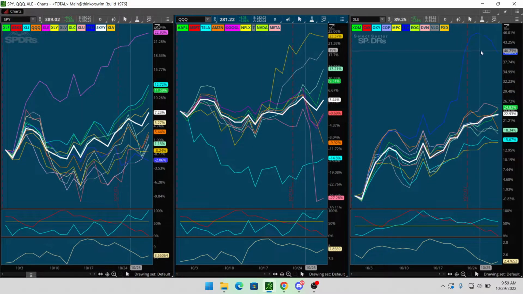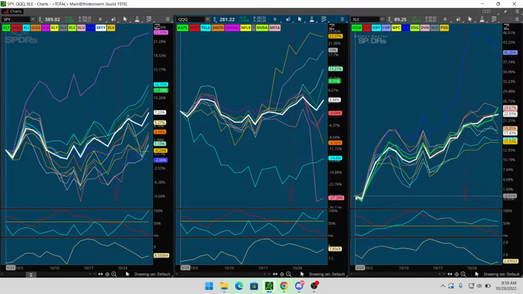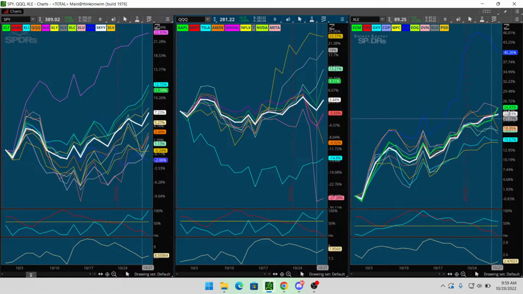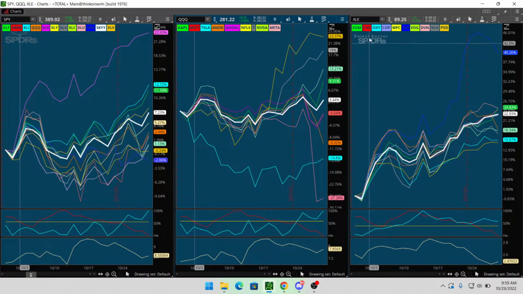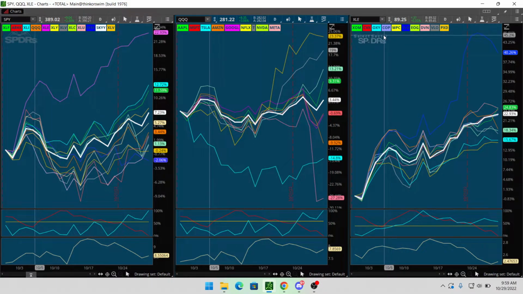It went from 23% to being up 40, 45% at one point. And again, these percentages are based on its growth versus the start of the month. And we're looking at the baseline being the XLE. These thick white lines are always the baseline of this study. And the others I have set up as the major contributors to that ETF, the major weightings in that ETF.